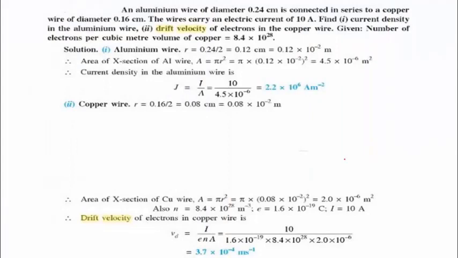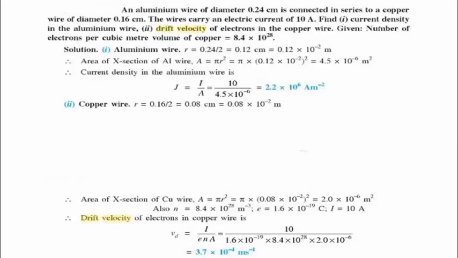Another question that you can solve here is that an aluminium wire of diameter 0.24 cm is connected in series to a copper wire of diameter 0.16 cm. So we have an aluminium wire with a diameter of 0.24 cm. That relates to the cross-sectional area, because we know that the diameter relates to the area as pi d squared over 4, or we can change the diameter into radius and we have pi r squared.